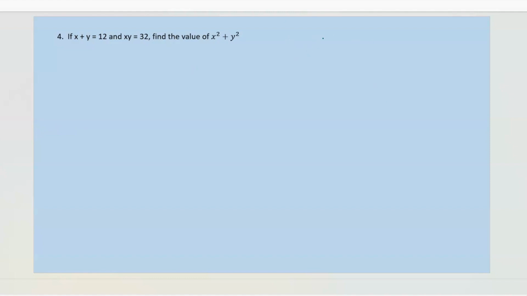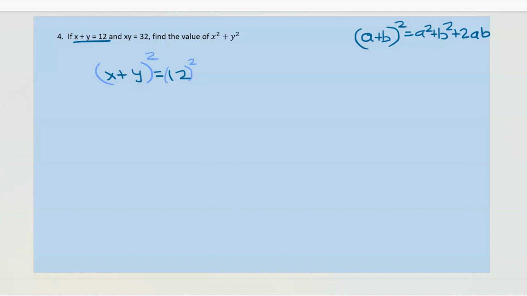For this formula, it is again (a plus b) whole square equals a squared plus b squared plus 2ab. Now, we're going to use this equation, x plus y equals 12, and then whole square both sides, to get x squared plus y squared plus 2xy. 12 squared is going to be 144.